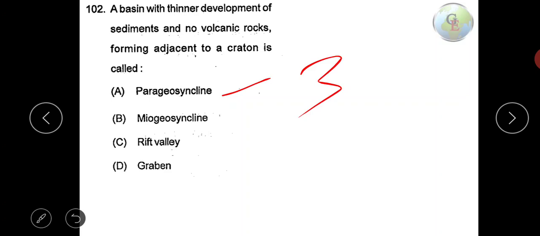A rift valley is formed due to faulting, due to tectonic activity at a divergent margin. And a graben is a valley with a distinct escarpment on each side, caused by displacement of a block downward. So here the answer will be the rift valley.